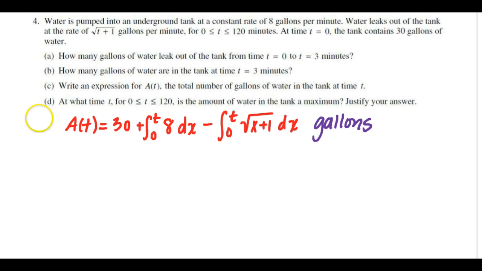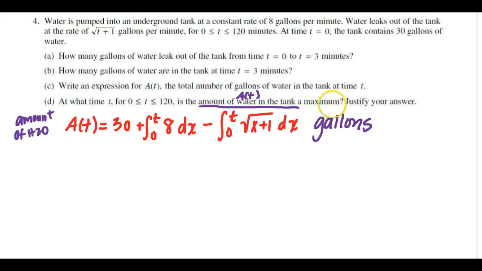So this a of t is the amount of water in the tank. So I'll abbreviate that, the amount of water, H2O. So that's what this a of t represents. So at what time t is the amount of water in the tank a maximum? This whole thing right here is a of t. So this question is asking us, at what time t does a of t have a maximum?